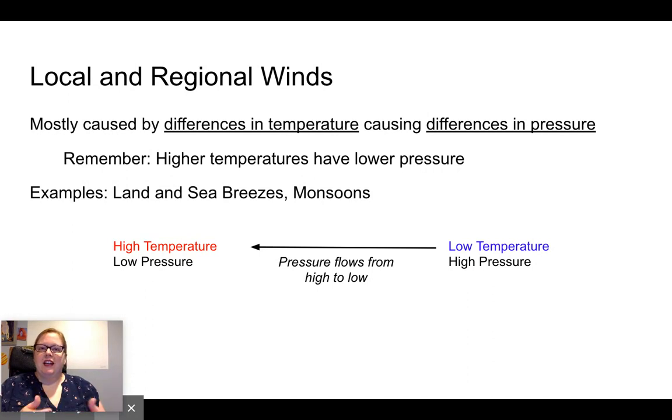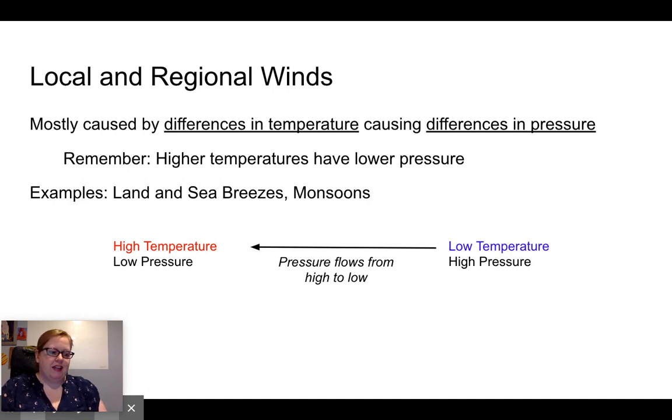And in order to get a local wind, or a regional wind in the monsoons case, remember our saying. I'm going to keep saying it until it haunts you in your dreams. Pressure flows from high to low. So I need to find a way to get a difference in temperature, high versus low. And with local winds, this usually happens because of differences in temperature.